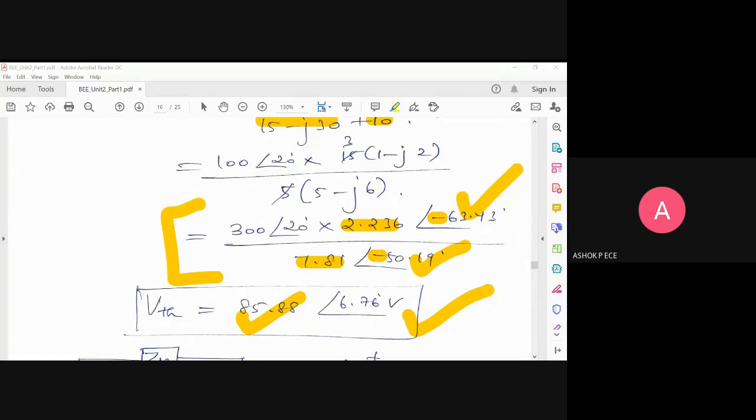Please ask doubts then and there and get them clarified. Don't do problems with assumption, because most of our assumptions go wrong. Please check whether the VTH answer you get is what I get.